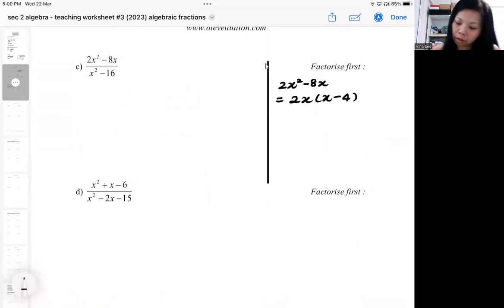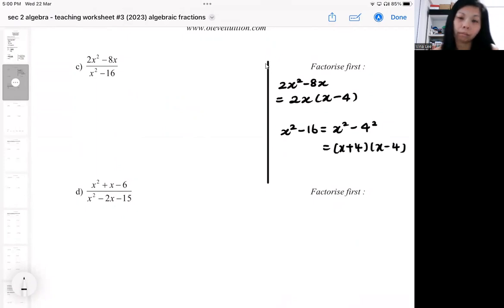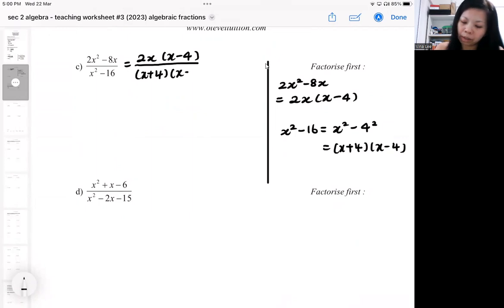So factorize the numerator, factorize the denominator. By now, you should be very good with the factorization. So replace the numerator, so that becomes a product: 2 times x times the bracket. And at the bottom is a product of 2 brackets.